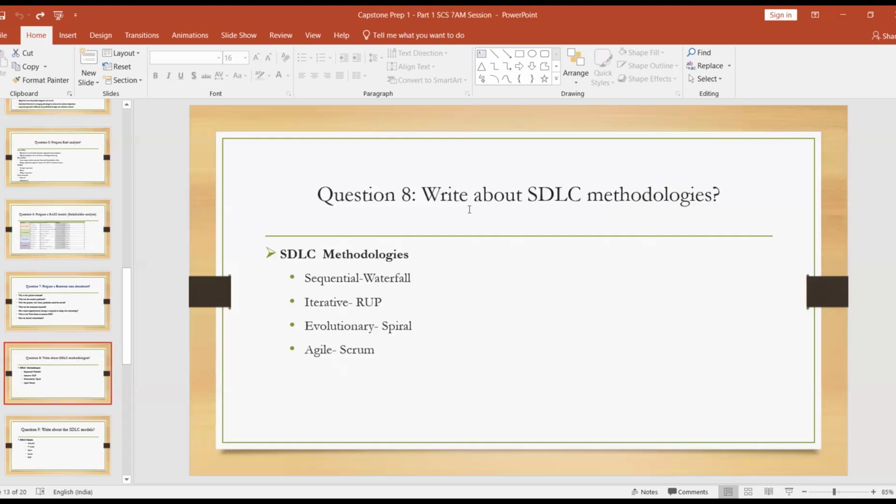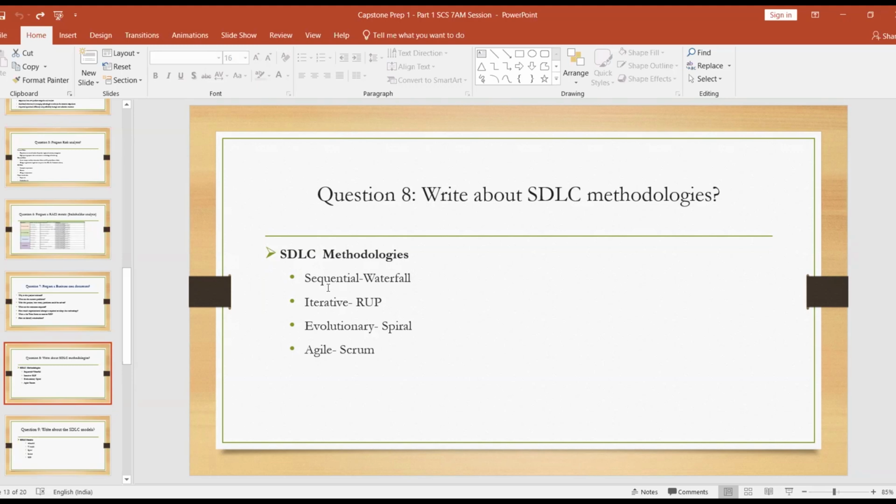In this SDLC, we have several phases like planning or requirement gathering and analysis, system design, as well as implementation, testing, deployment, and maintenance and support. In a similar way, you have to write what SDLC is, and following that, you have to write these 4 methodologies. The 4 methodologies falling under SDLC are sequential, related to waterfall; iterative, related to RUP; evolutionary, related to spiral; and agile, related to Scrum. You have to elaborate these 4 methodologies individually under the eighth question.